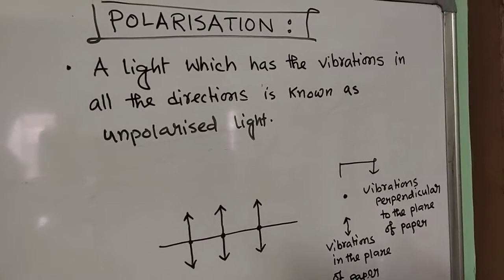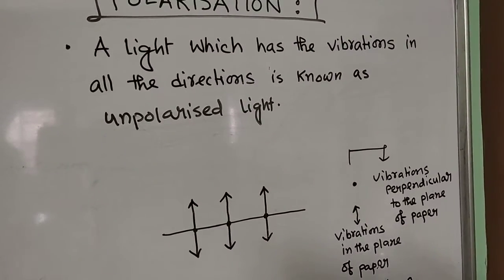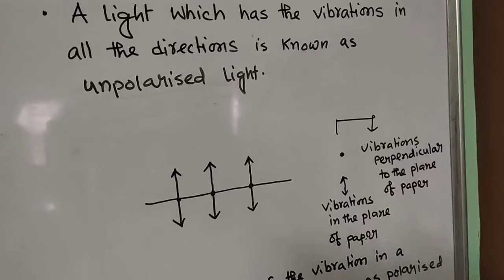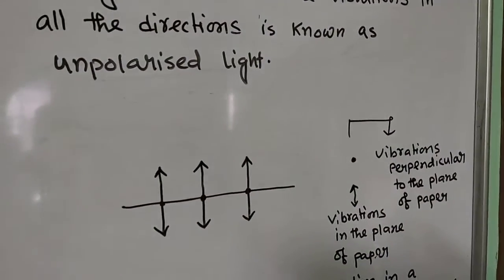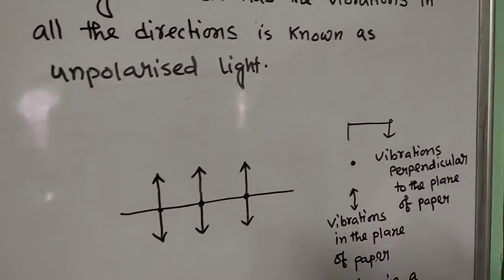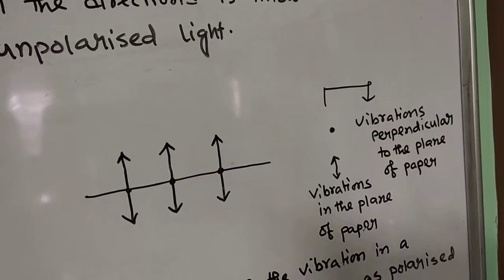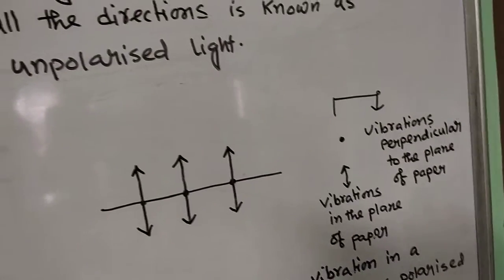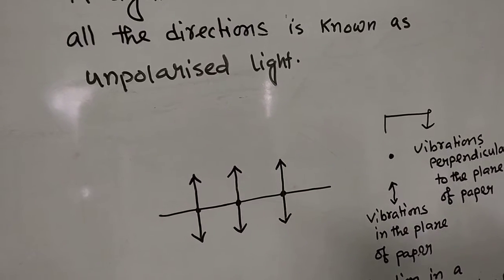Now, you can say that if the light has two vibrational directions, then it is unpolarized light. Basically, pictorially we define unpolarized light with this diagram: one dot and another arrow. The dot defines vibrations perpendicular to the plane of paper and the arrow defines vibrations in the plane of paper. So you see in the figure you have two vibrations. It means the light is unpolarized light.